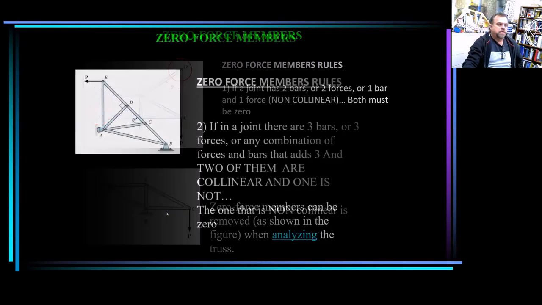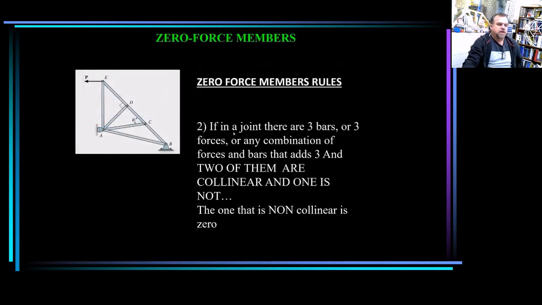And the second rule says if in a joint there are three bars, three forces, or any combination of bars and forces that adds up to three, no more than three. Remember to count also the forces, the reactions. This is an error that the majority of the people make. If in a joint there are three, two of them are collinear and one is not, then the one that is not is zero. And I also explained the reason why it's zero in a previous posting.